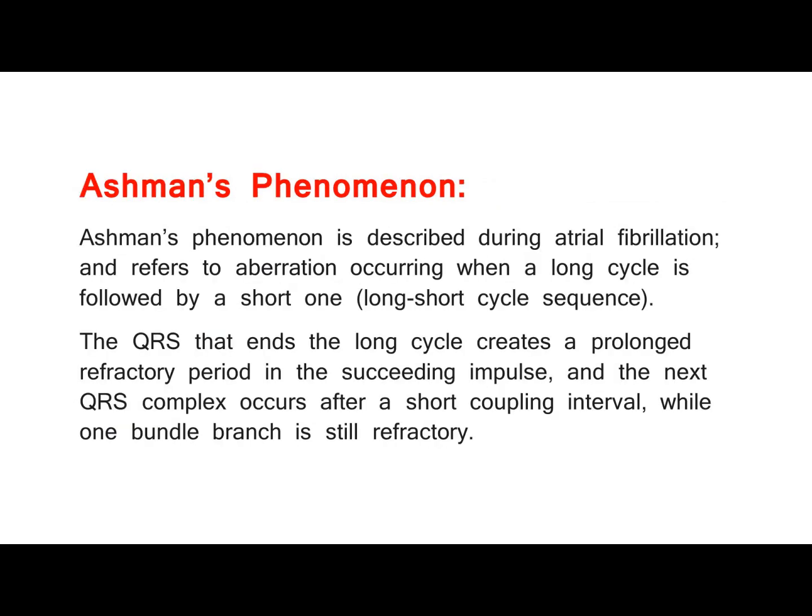Ashman's phenomenon. Ashman's phenomenon is described during atrial fibrillation, and refers to aberration occurring when a long cycle is followed by a short one, long-short cycle sequence. The QRS that ends the long cycle creates a prolonged refractory period in the succeeding impulse, and the next QRS complex occurs after a short coupling interval, while one bundle branch is still refractory.